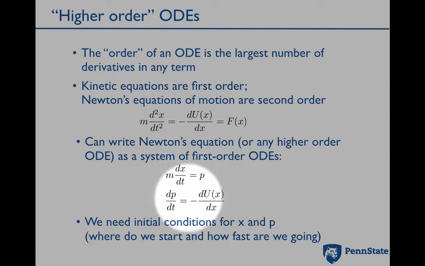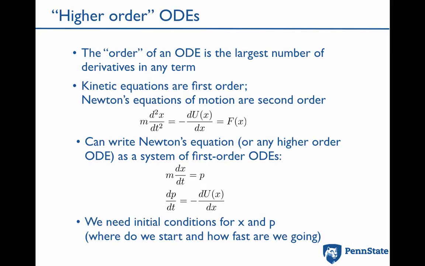And since now each of them is first order, each of them requires one initial condition to specify how to get started in solving them. Essentially, we need to know where we start and how fast we're going in order to evolve the position and momentum of this particle forward in time.